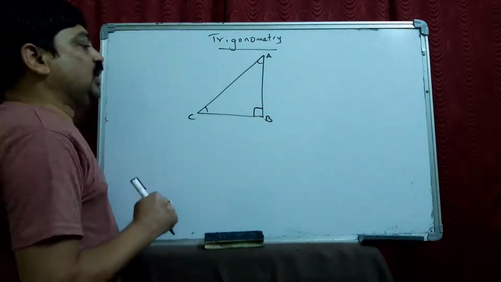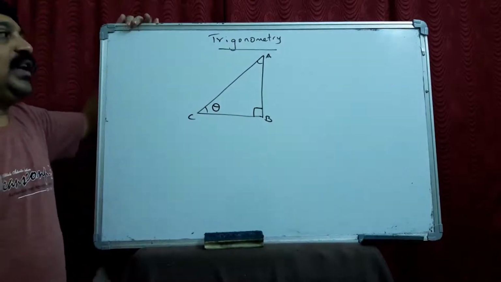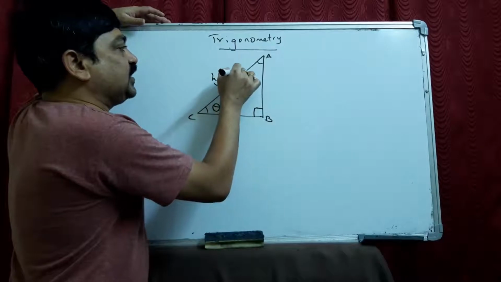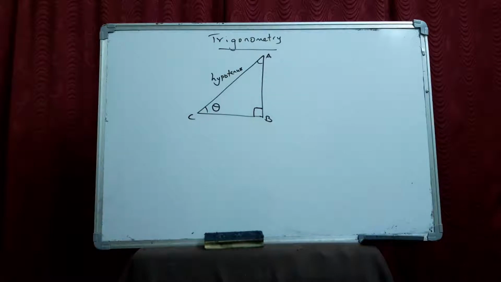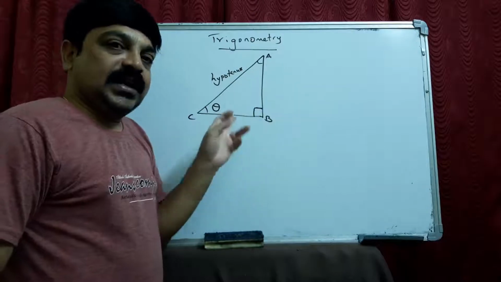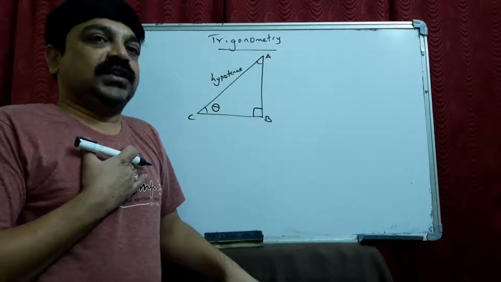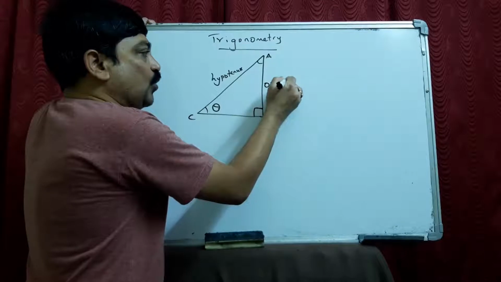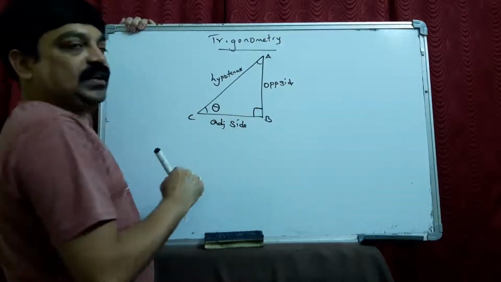Now, suppose one of the acute angles you take as theta, we name the sides. No doubt we know that the hypotenuse is the largest side of a right angle triangle. What about the other 2 sides? We name the other 2 sides depending on the reference theta we take. Theta means the angle that we consider. So if theta is here, the side which is opposite to theta we take as the opposite side. The side which is adjacent to theta is the adjacent side.